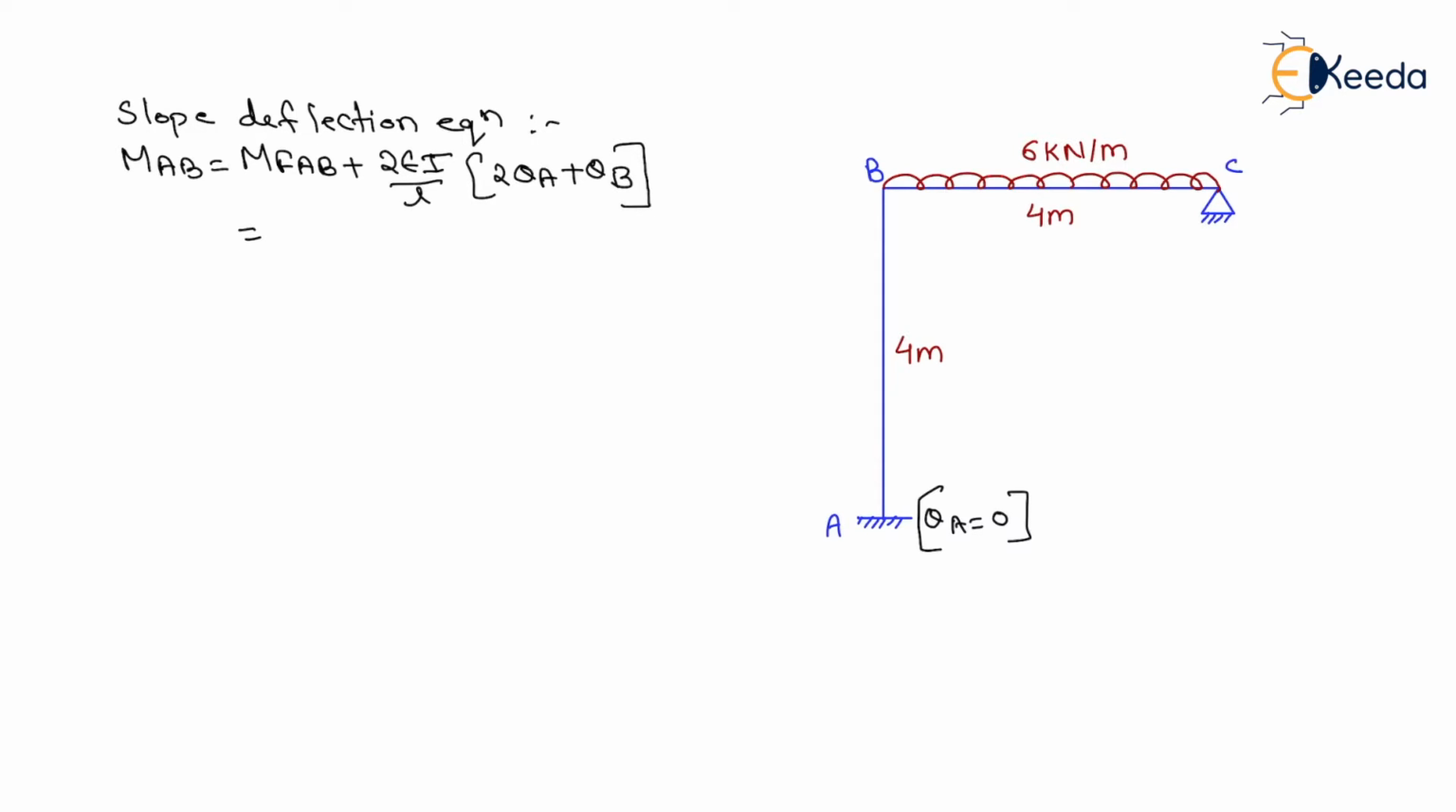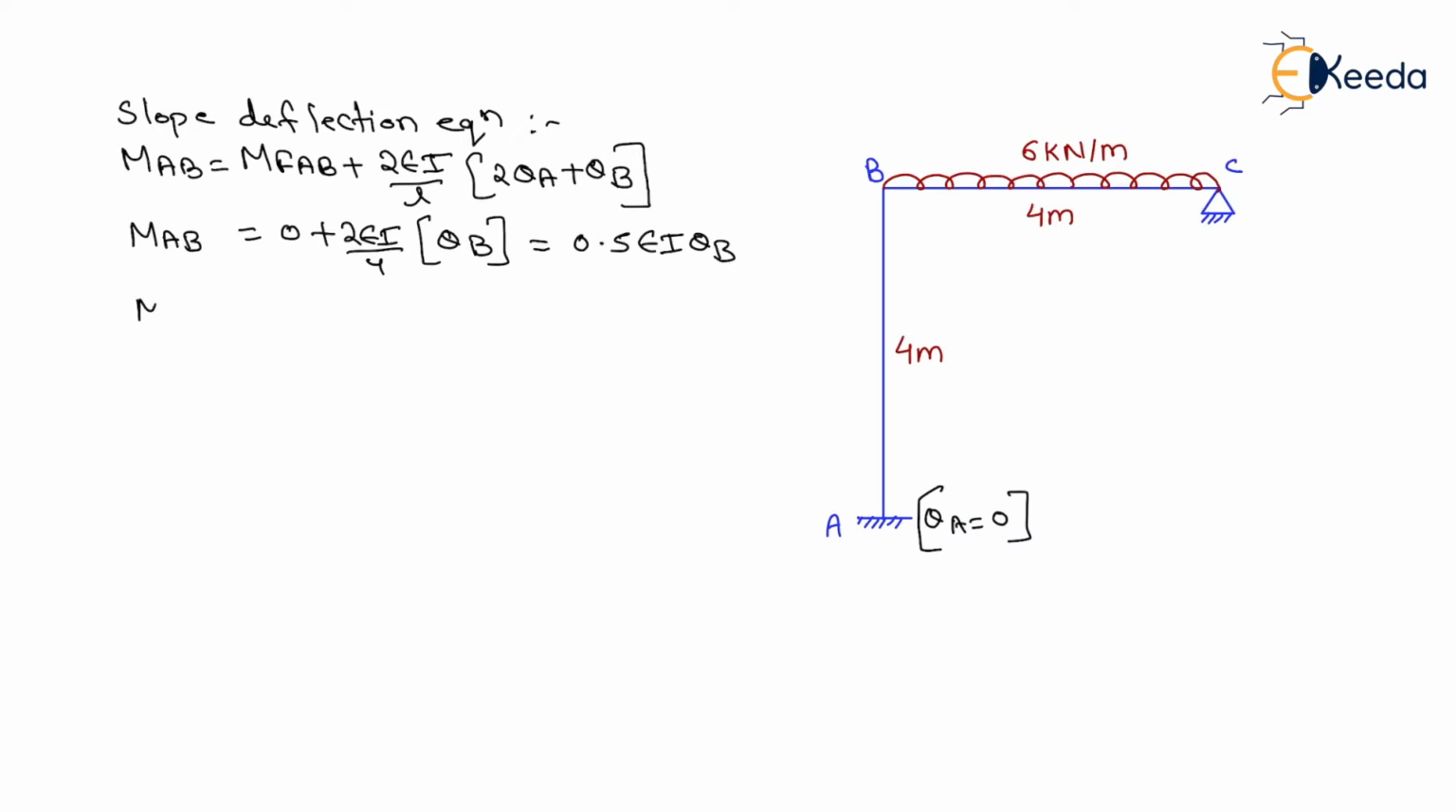After putting the values, we will get this as 0 plus 2EI by 4 into theta B, because theta A is 0. We will get MAB equal to 0.5 EI theta B. That will be the value of MAB.